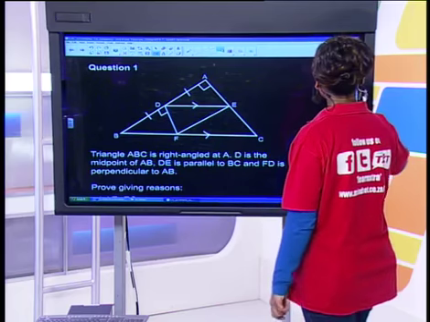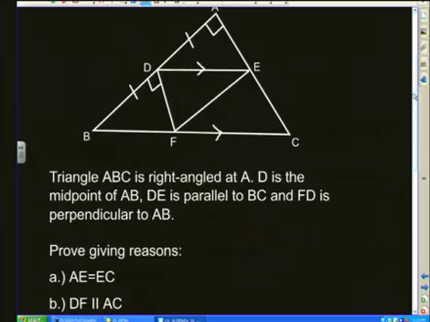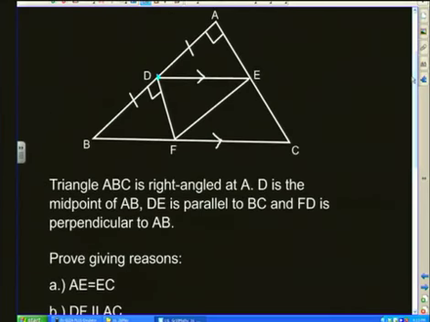So question 1, we've got triangle ABC is right angled at A. D is the midpoint of AB. As you can see, that means that AD is equal to DB. DE is parallel to BC, and FD is perpendicular to AB. So we've got the midpoint of line AB, and we know that DE is parallel to BC. That's what they gave us. The first question says, prove, giving reasons, that AE is equal to EC. So prove that AE is equal to EC.